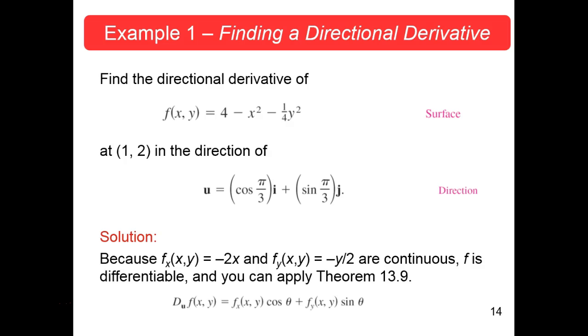the directional derivative of that function in the direction of the unit vector u is the partial of that function with respect to x times the cosine of this angle theta, plus the partial with respect to y times the sine of that same angle theta. There's your directional derivative in that direction.